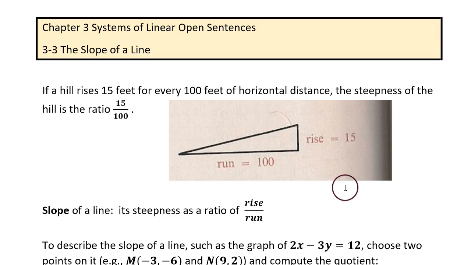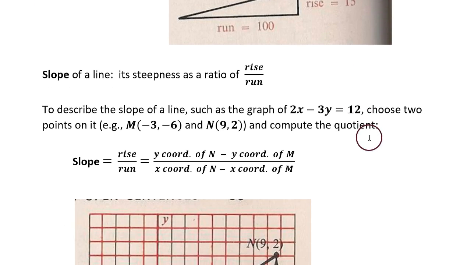In algebra, we call that slope. The slope of a line is its steepness as a ratio of rise divided by run. To describe the slope of a line, such as the graph of 2x minus 3y equals 12, choose 2 points on it. For example, (-3, -6) is a solution to that equation, and (9, 2) is a solution to that equation, and compute the quotient.